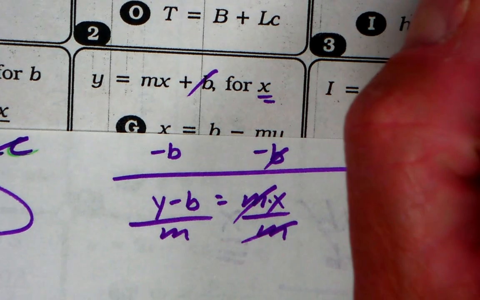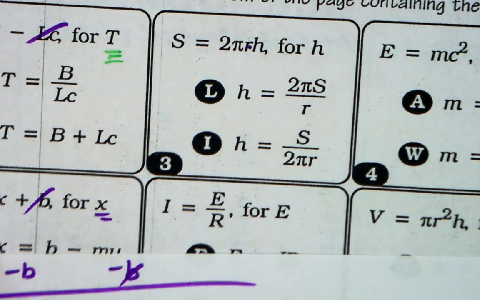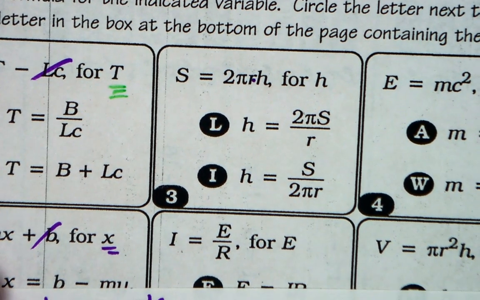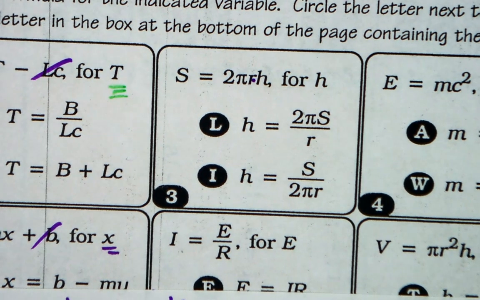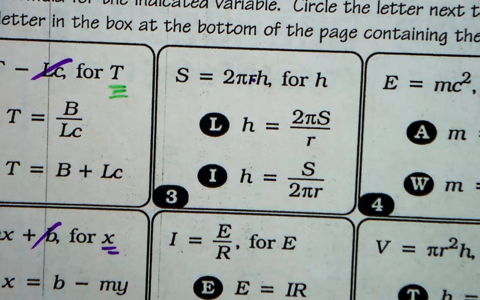Number 3, I don't want to do a ton of these. I want you to do a lot of these yourself. But this one, you're taking all those times h, so to get h by itself, you'll do the opposite of times 2 pi r. Okay, let's go to number 10.